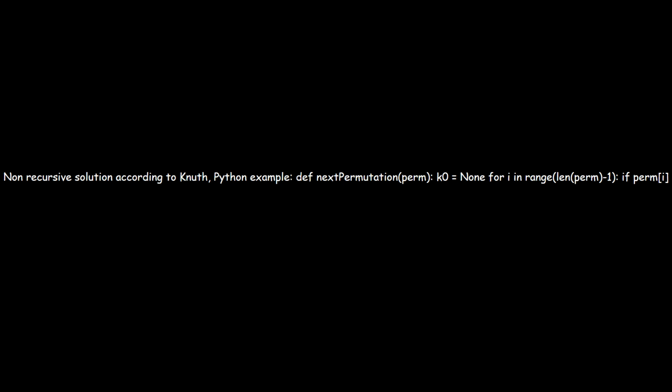Non-recursive solution according to Knuth. Python example. def next_permutation(perm): k0 = None; for i in range(len(perm)-1): if perm[i] < perm[i+1]: k0 = i; if k0 == None: return None; l0 = k0 + 1; for i in range(k0+1, len(perm)): if perm[k0] < perm[i]: l0 = i; perm[k0], perm[l0] = perm[l0], perm[k0]; perm[k0+1:] = reversed(perm[k0+1:]); return perm. perm = list([1, 2, 3, 4, 5]); while perm: print(perm); perm = next_permutation(perm).